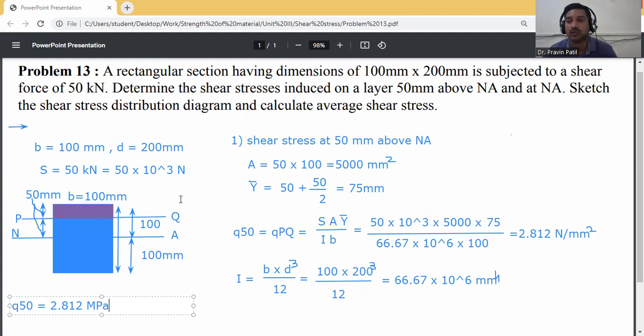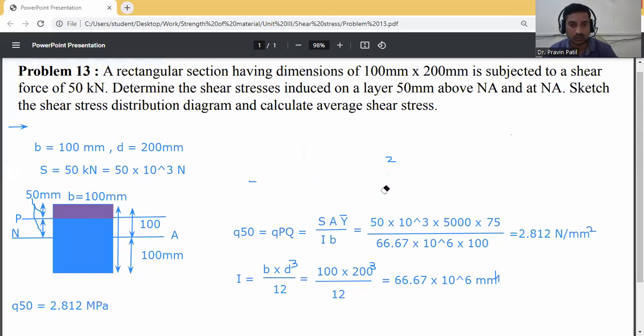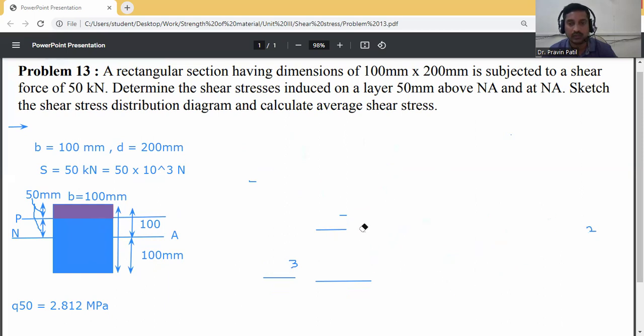Okay. So now calculate shear stress at neutral axis. Okay. Right here. Second equation.